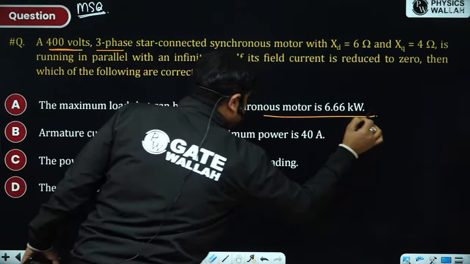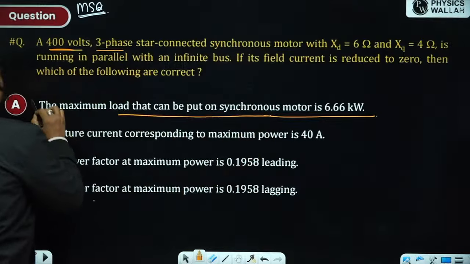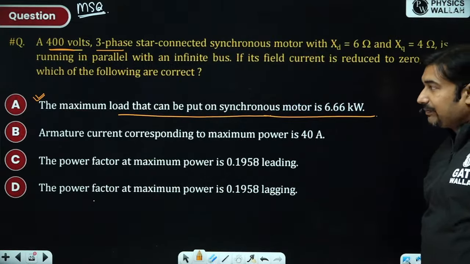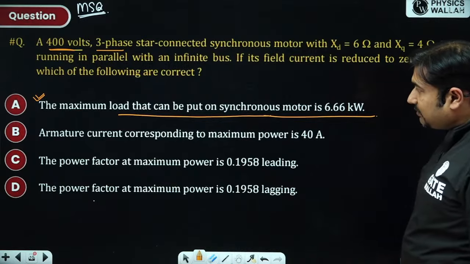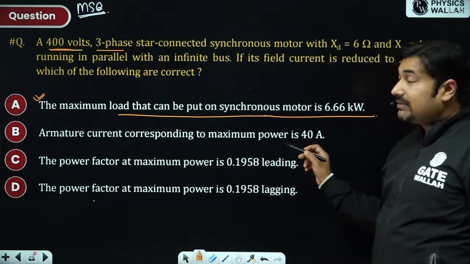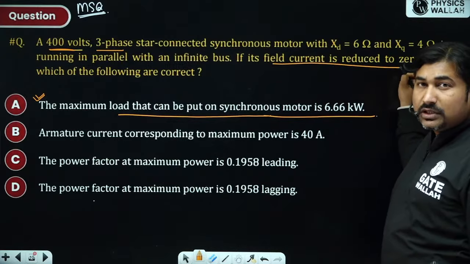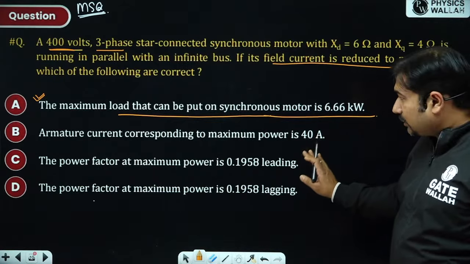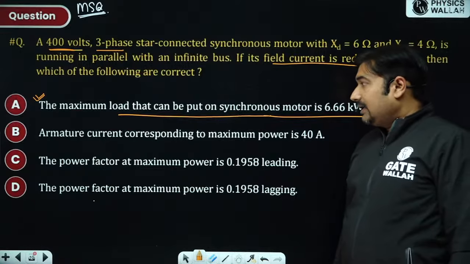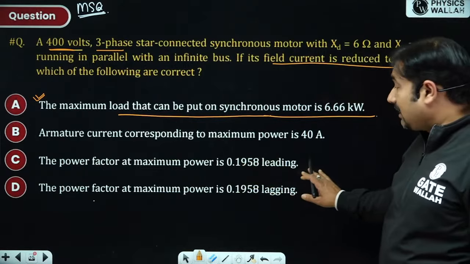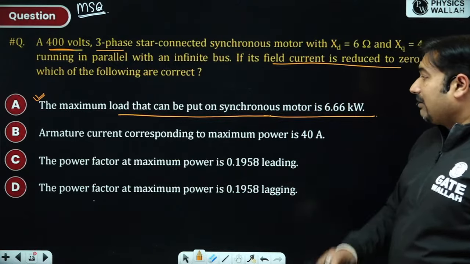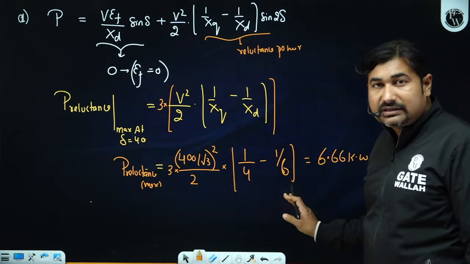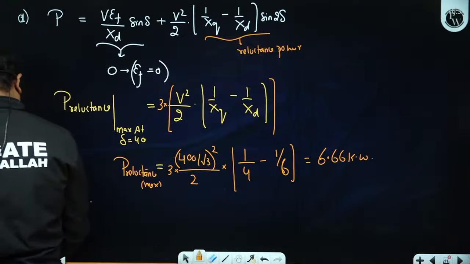Option A is correct. The maximum power that the motor can operate is the maximum limit in case of loss of excitation, that is the reluctance power. Now come to the second part, armature current corresponding to maximum power. You need to also find the armature current. Since the field current is 0, in case of loss of excitation with the maximum power, you need to calculate armature current. Also you have to calculate the power factor at maximum power condition. Now you have to find the armature current.